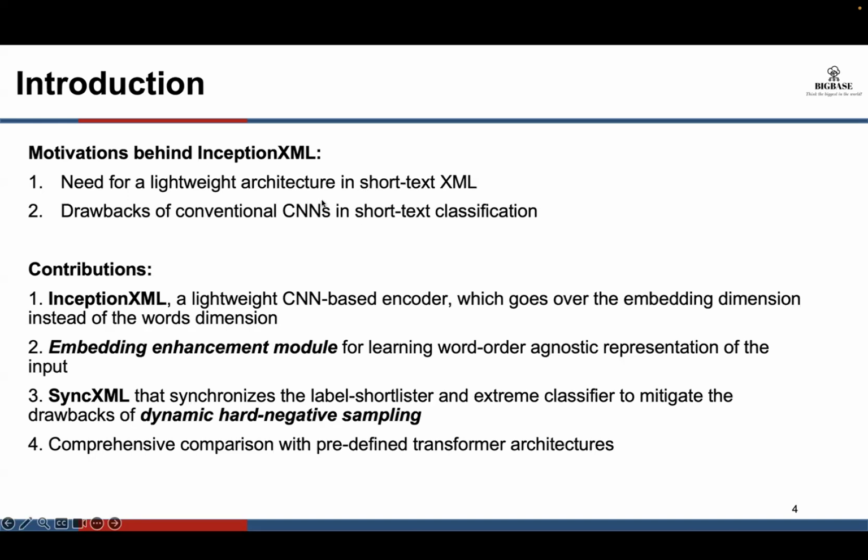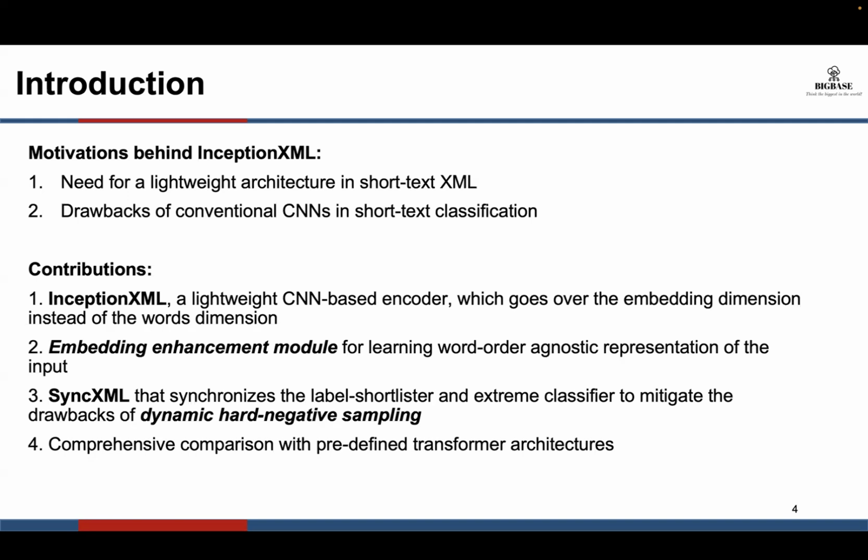The first is the need for a lightweight architecture in short text XML, and the second is the drawbacks of the conventional CNNs in short text classification. We need a lightweight architecture for this problem because using large pre-trained language models is the default for most downstream language tasks. But firstly, it's overcompensating for short text queries, especially if it's an extreme multi-label task. And secondly, the real-world use cases of short text extreme classification require fast inference time. And thirdly, extremely large numbers of labels in this task lead to memory bottlenecks.